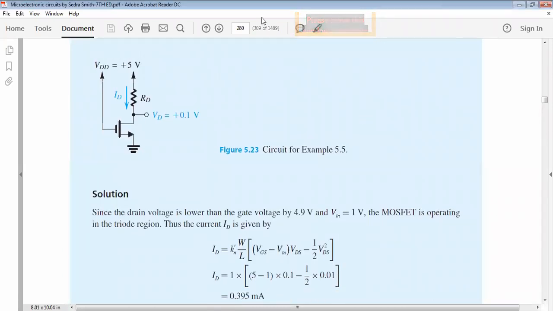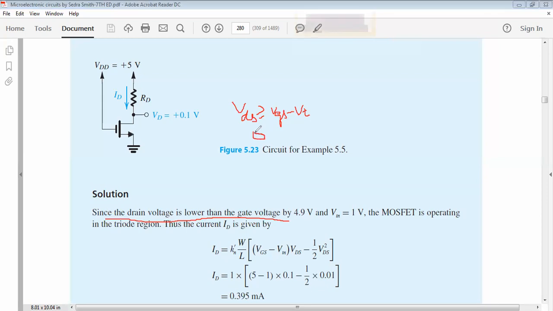Okay, first of all, you have to find out the status of the device, whether the device is operating in saturation region or non-saturation region. Observe here, since the drain voltage is lower than the gate voltage. What is the saturation condition? Saturation condition: VDS should be greater than or at least equal to VGS minus VT. Okay, this is one of the saturation conditions.